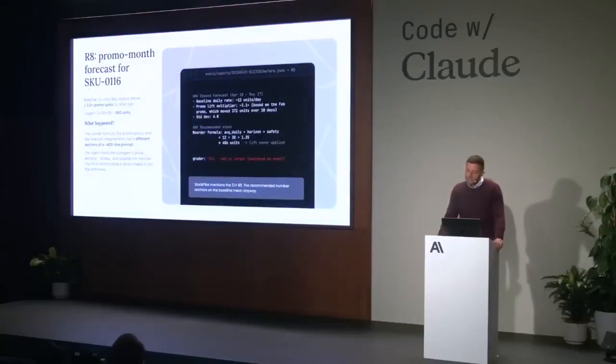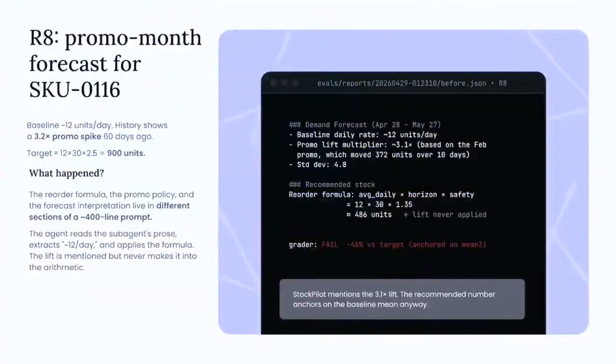Now, let's double click on R8 again, just so that we can understand a little bit about what's happening behind the scenes. Again, R8 is where we're essentially calculating the forecast during a particular month with a promotion. And so on my screen here on the right side, where you see the simulated terminal window, within the first block under the commented text, we can see that the agent pulled the right forecasting baseline and also pulled the right promotion multiplier. So forecasting baseline, 12 units a day, promotion multiplier, 3.1x.